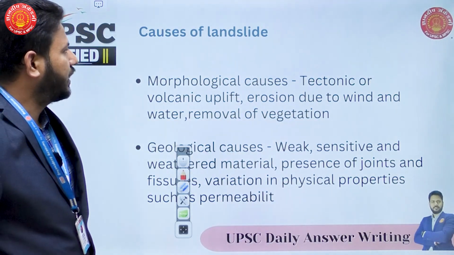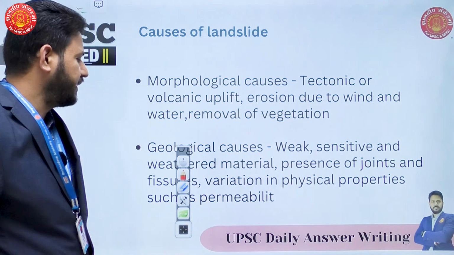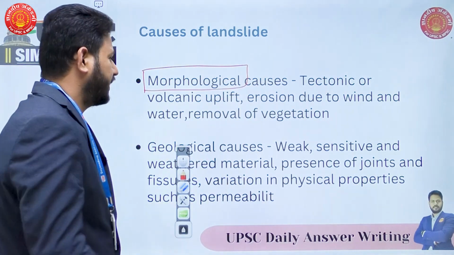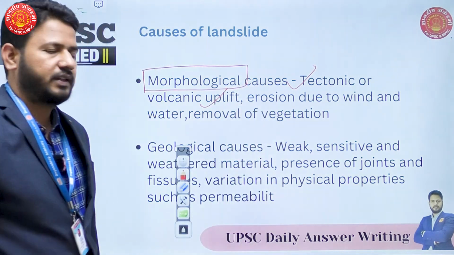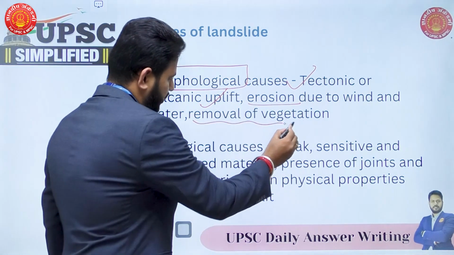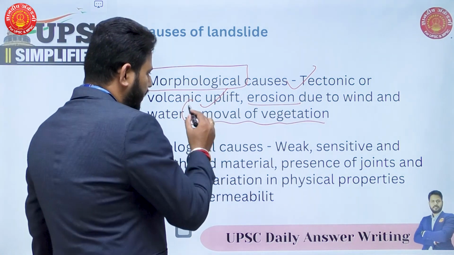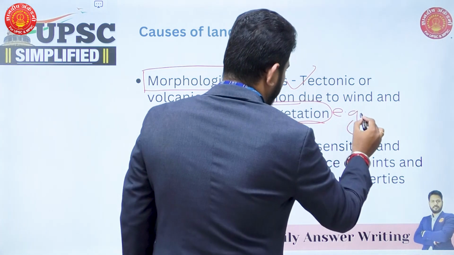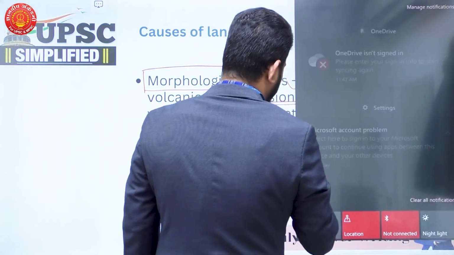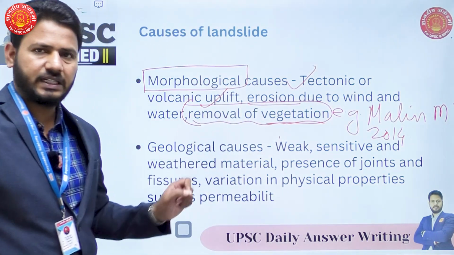Now, coming to the body part of the question, what are the causes of landslides? Because this is a very big question, let's make it very precise. The first reason here is morphological causes. Okay, so there can be tectonic or volcanic uplifts that can result in landslides, then erosion due to wind and water, and removal of vegetation. Now, when you're writing such questions, make it a point to write examples. When you're writing removal of vegetation, a very good example of such a disaster is Malin in Maharashtra. Right? Malin in Maharashtra was a very big landslide that happened in 2014. Okay, so this is a very good case study that you can mention here.